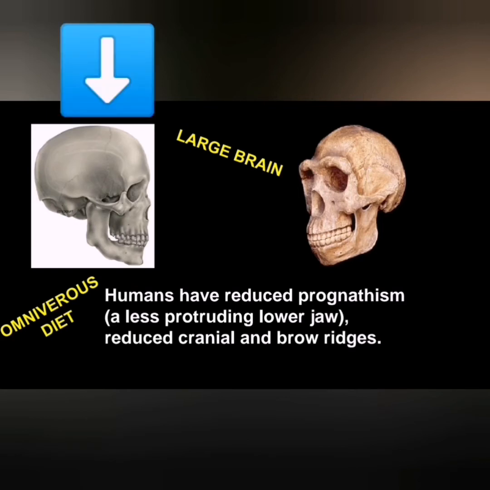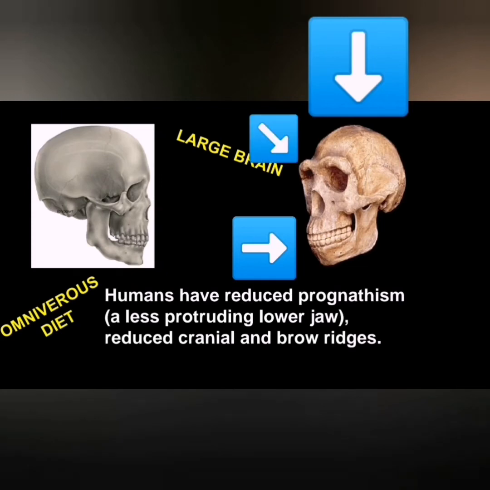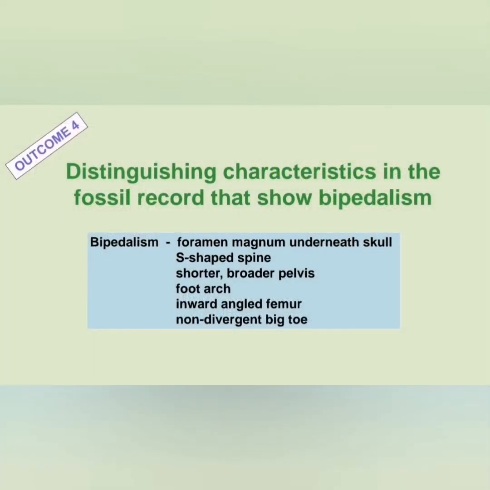When we look at the profile of a complete skull, on the left we can see a human skull and the face is completely flat. There isn't a protruding lower jaw, so we say that it has reduced prognathism, and there's also a distinct forehead and the cranial and brow ridges are really small. Versus the skull on the right-hand side, which is a fossil of a human ancestor, where you can clearly see the lower jaw is more protruding outward and there are distinct brow ridges.